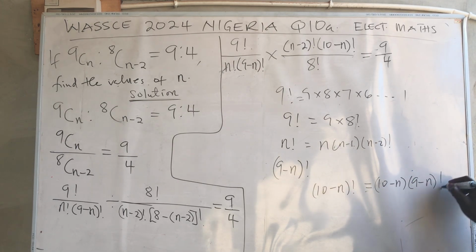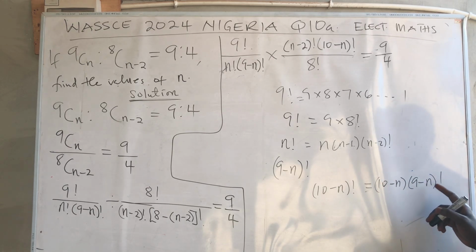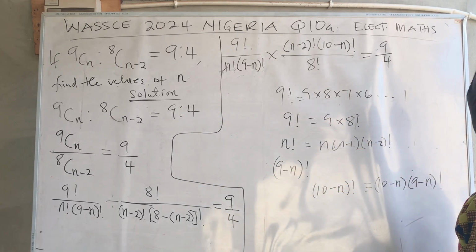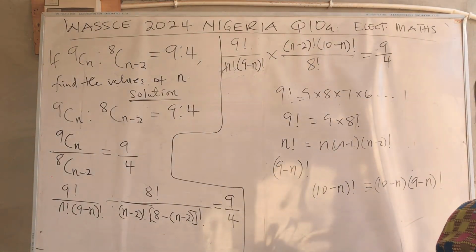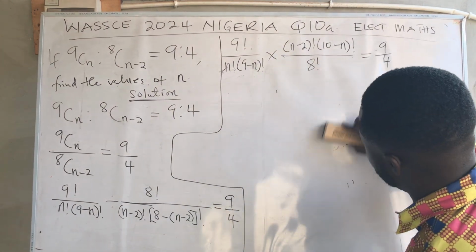So the moment we reach here, we can say that this is also equal to 10 minus n and then 9 minus n all factorial. So that 9 minus n will cancel the 9 minus n here. You get it? Right. Then let's go back to the board and solve. So simple. So that is the concept.